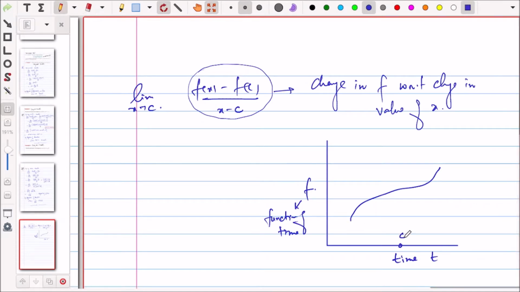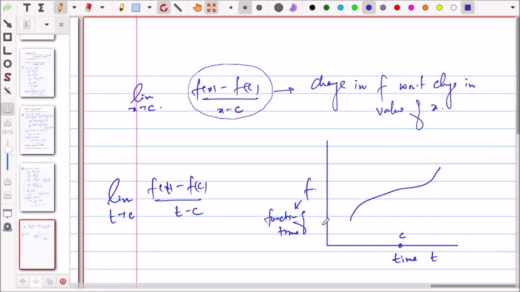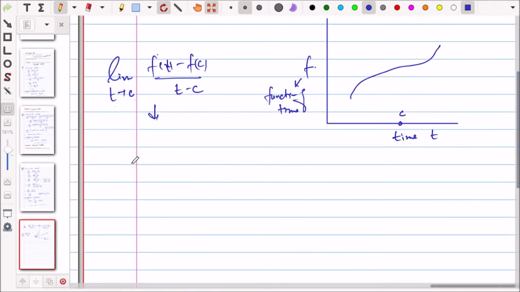So this is your c, so what is it basically representing? This limit, t tends to c, f(x) minus f(t) minus f(c) upon t minus c. So basically you are checking the change in this with respect to change in time, right? When this limit is tending to 0, what you are finding is the rate of change in f, right?